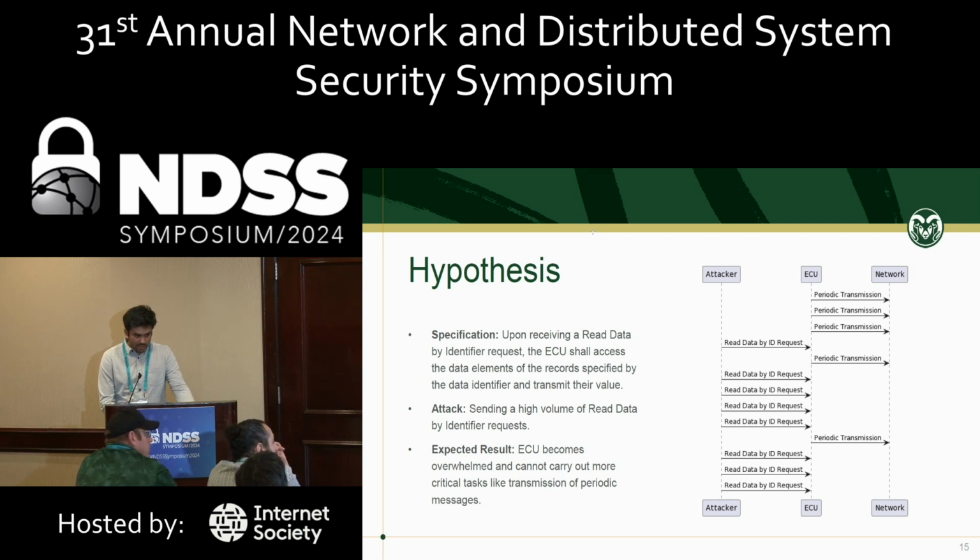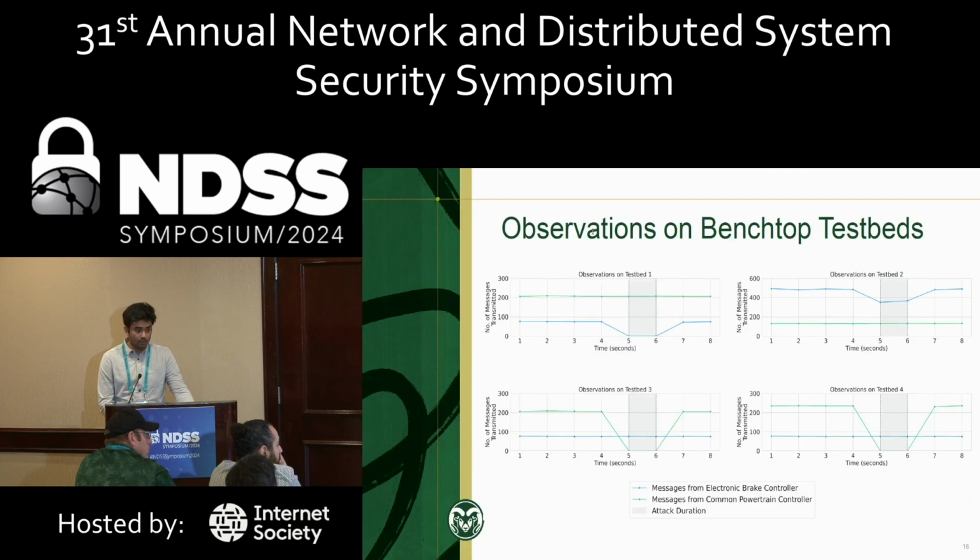So sending a high volume of read data by ID requests can force the ECU to ignore other jobs and basically tend to those requests. This should lead to a denial of service attack, and that is what we observed on our 4 benchtop test benches. As you can see, during the attack, on almost 3 of them, the messages from the target ECU dropped to 0, except for one where it dipped a little, but not all the way to 0. But it did dip.